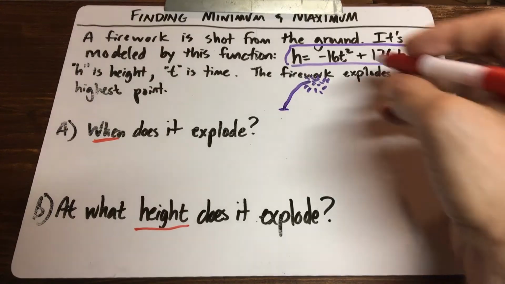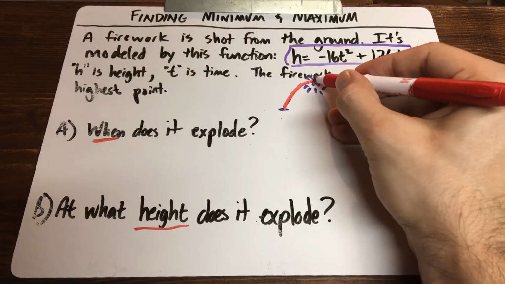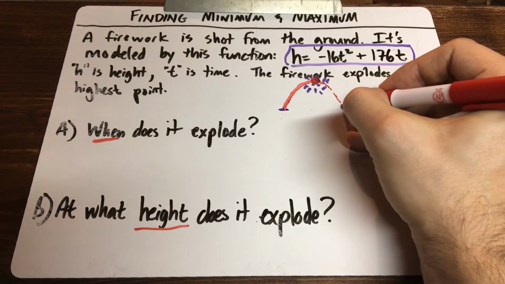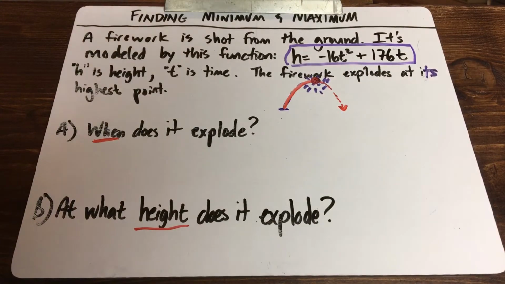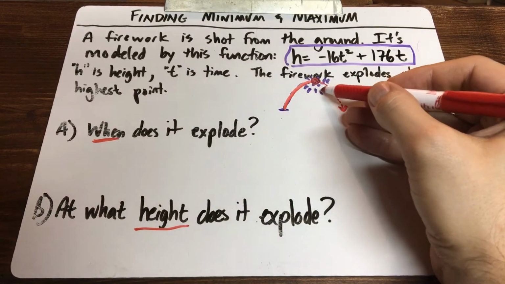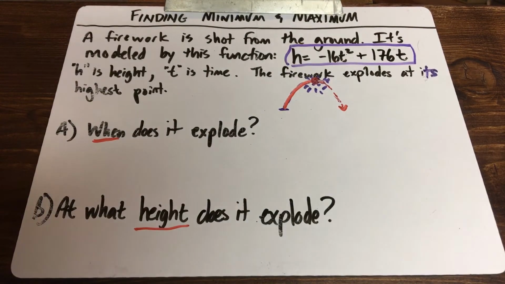Isn't this eventually going to explode right here, and then technically some of the pieces would fall back to the ground, right? Isn't this a parabola? When you shoot something off the ground, it explodes at its highest point. There's your firework exploding, and then the pieces slowly fall back down to the ground. Right? This is a parabola.